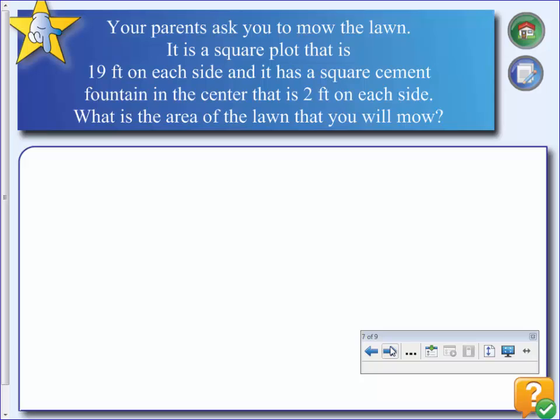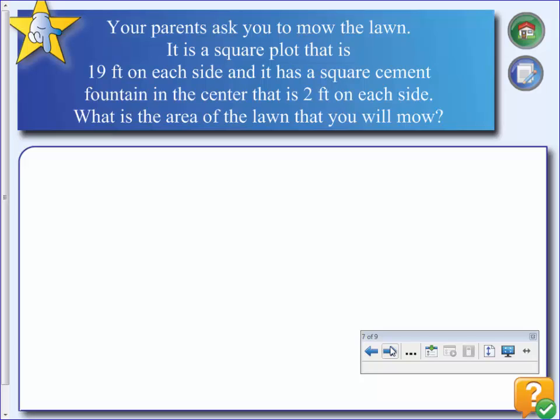All right, so again, we need to draw a picture. So picture this. Your parents ask you to mow the lawn. It's a square plot that is 19 feet on each side, and there's a square cement fountain in the center that's 2 feet on each side. Now, we're not going to mow any grass on that fountain because it's cement. The question is, what is the area of the lawn that you're actually going to mow?